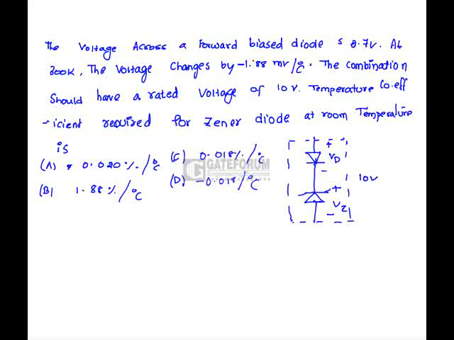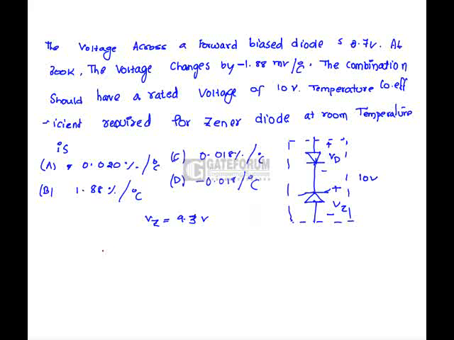The temperature coefficient required for the Zener diode at room temperature is, see, the overall combination is going to have 10 volts, which means the Zener voltage is going to be 9.3 volts because the voltage across the diode is 0.7. We know that the normal diode has a negative temperature coefficient, minus 1.88 millivolts per degree centigrade. In order to compensate that, the Zener diode must have a positive temperature coefficient equal to plus 1.88 millivolts per degree centigrade.